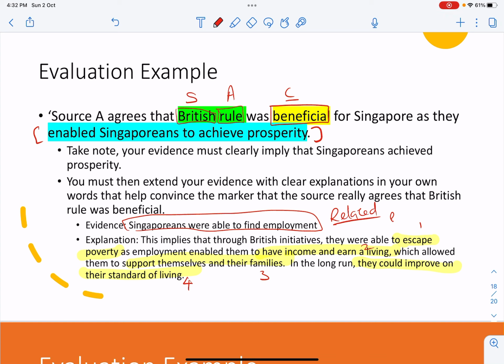Alright, as tight as possible, so that this explanation can confirm that this statement here is valid, that a source agrees that the rule was beneficial because of this main reason that I need to find out. Okay.